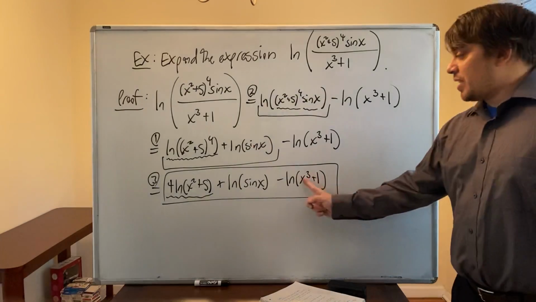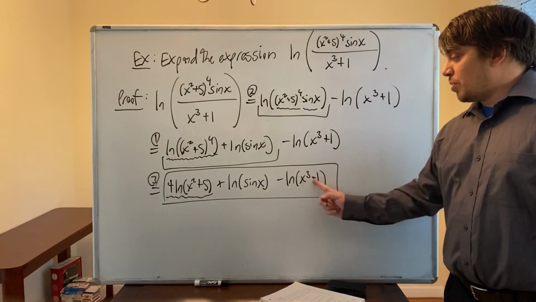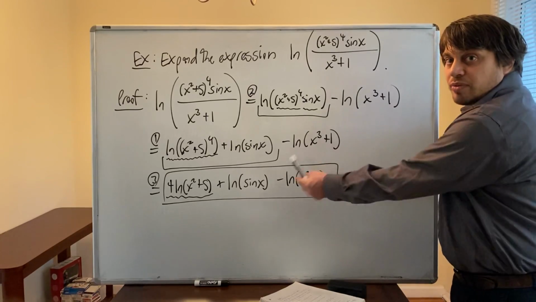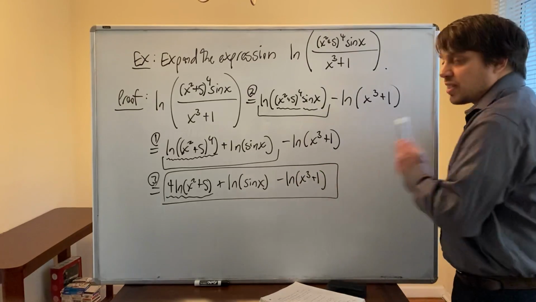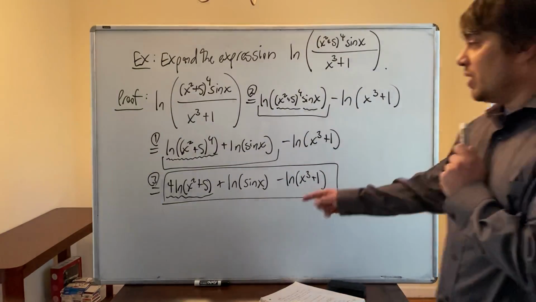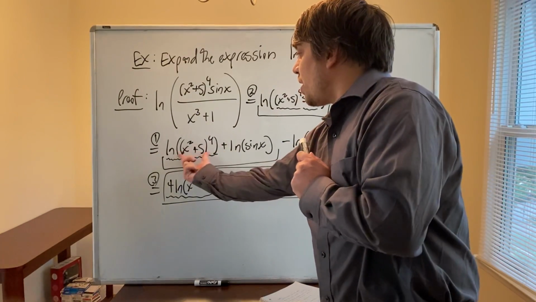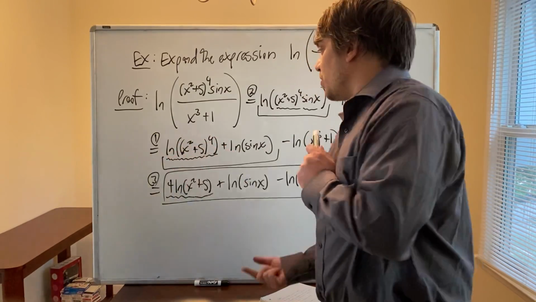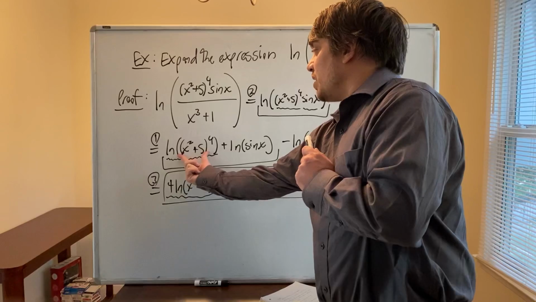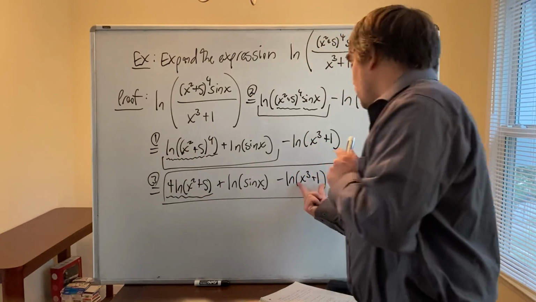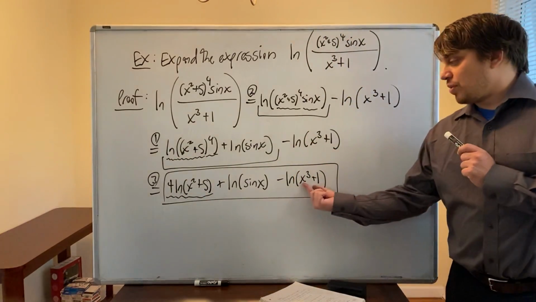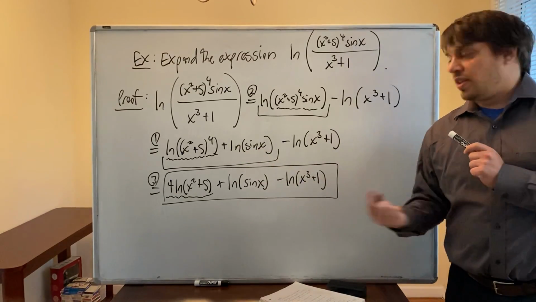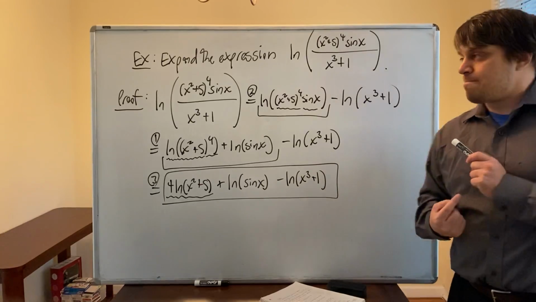I cannot move the 3 in front here because it's x cubed plus 1. I would have to cube everything in the ln in order to move it to the front. The 3 is only cubing the x, not the plus 1, so I can't move it. Here I can because I'm raising everything else in the ln to the 4th. That's why the 4 can move to the front. The 4 is raising this whole thing to the 4th. This cube is not raising the whole thing to the 3rd power, it's only raising x. And so that's why I can't use the 3rd property to move the 3 in front there. I have to keep that x cubed plus 1.